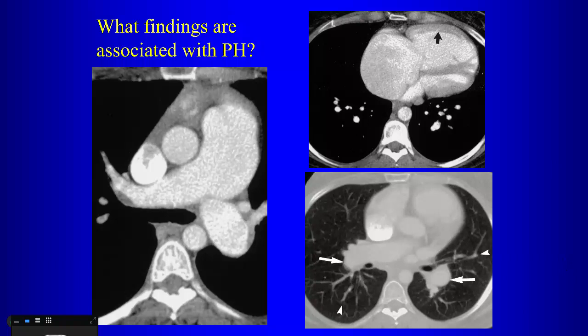Pruning. Right, this is pruning. If the central pulmonary arteries are larger than the vessels in the periphery, that is pruning. That's a sign of pulmonary artery hypertension. If you have dilated central pulmonary arteries and the vessels in the periphery are also dilated, what might that suggest?